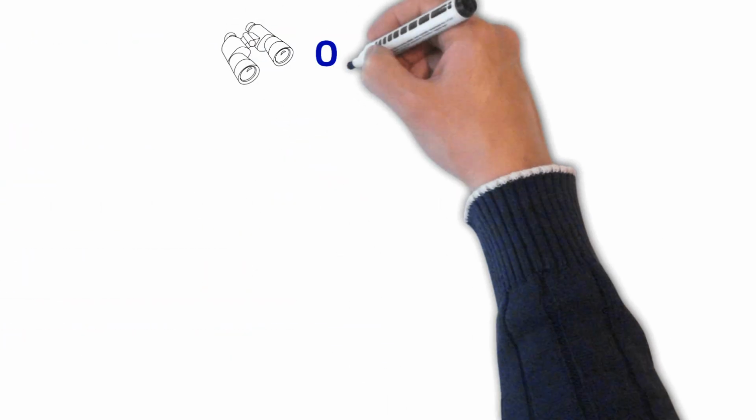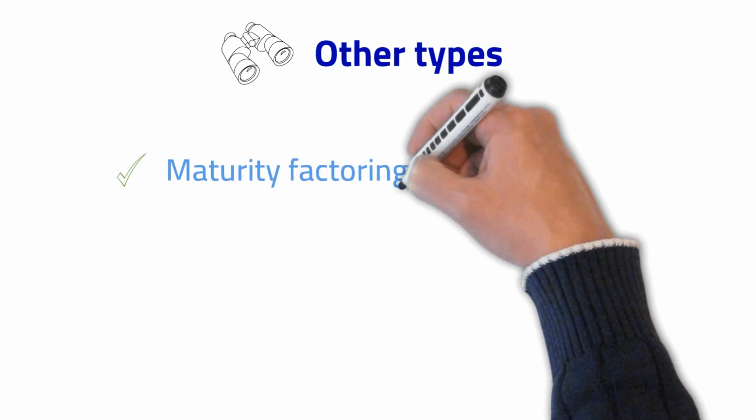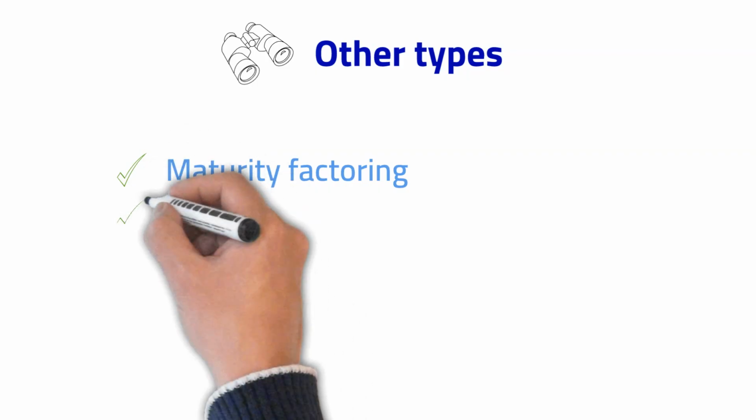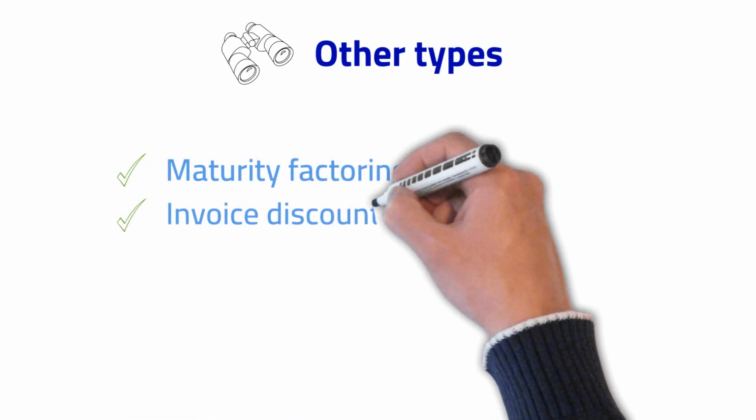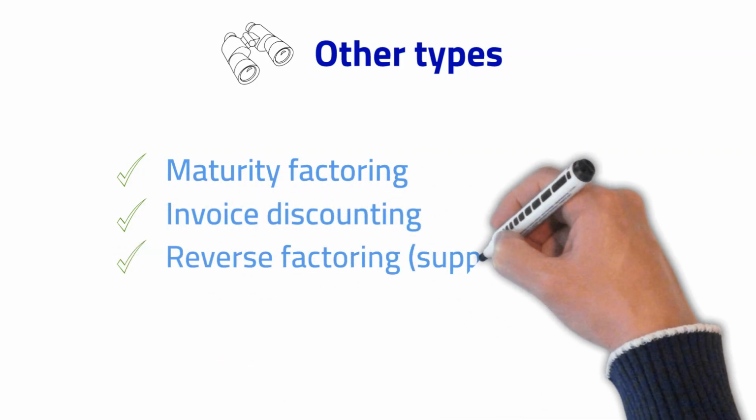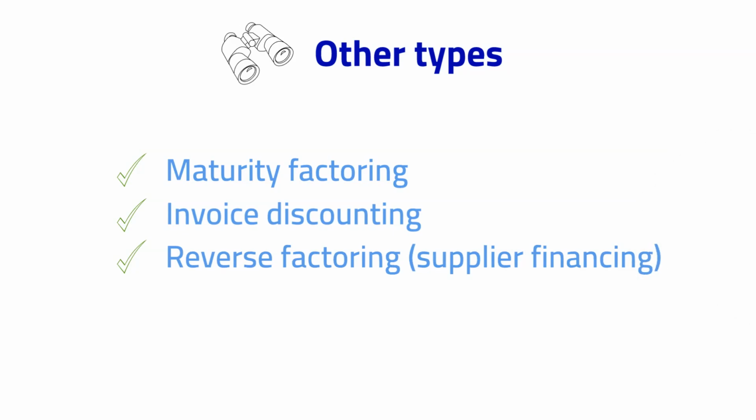And there are a few more flavors to factoring. Maturity factoring. The factor pays you the remaining balance on a fixed date, even if the customer has not paid, then collects later. Invoice discounting, a similar cash advance, but you keep collections and repay the factor quietly. Reverse factoring or supplier finance. Your suppliers sell the invoices to a bank based on your credit rating, and you pay the factor, not your supplier. This is about payables, not receivables.